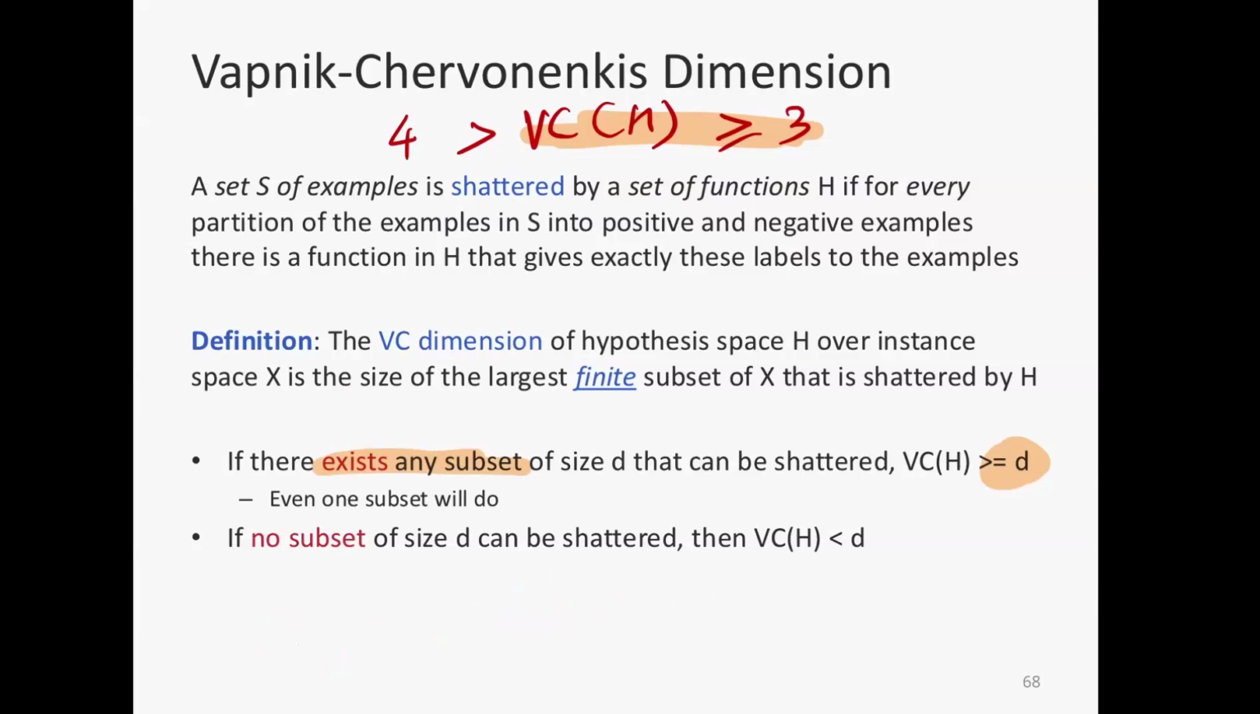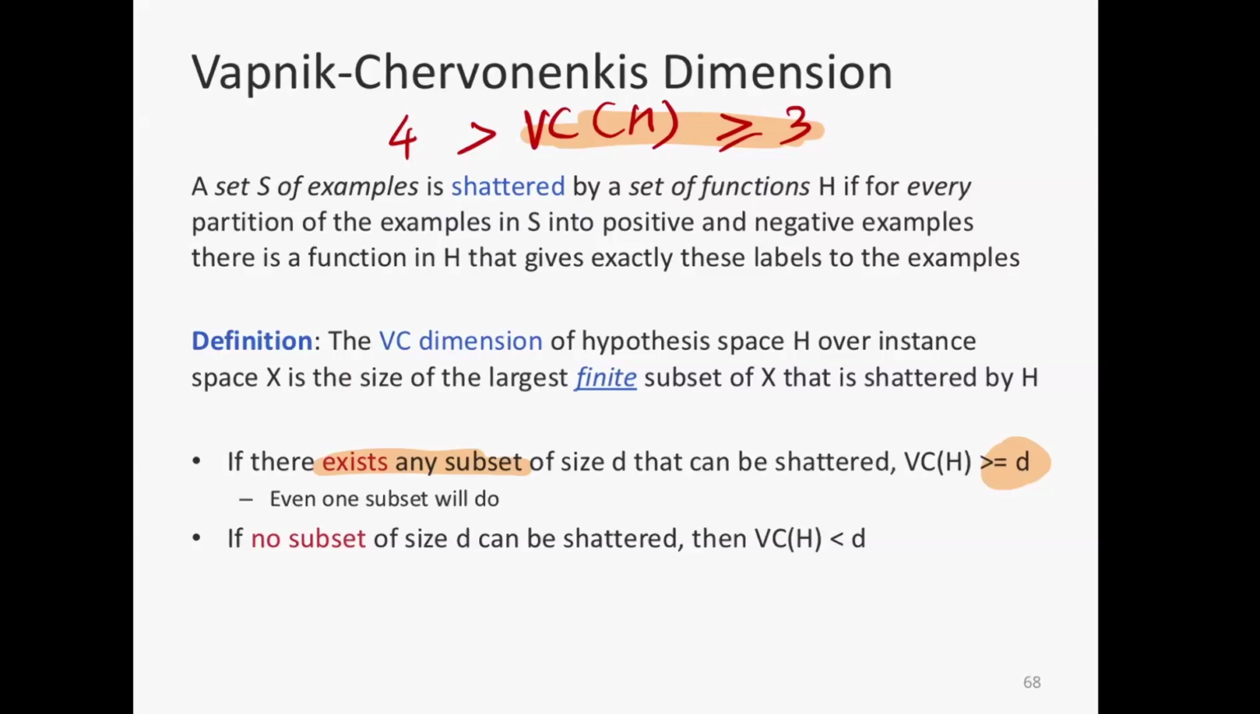I'm going to delete that. But the VC of H is less than D, should that be D plus 1? It should be D plus 1. In this case, these are independent. Yeah, you're right. To show that the VC dimension is equal to D, I need to show that the VC dimension is greater than or equal to D and strictly less than D plus 1. Yes.